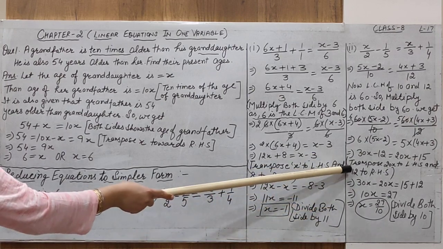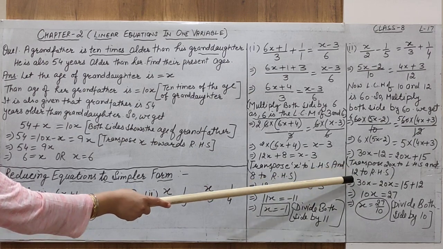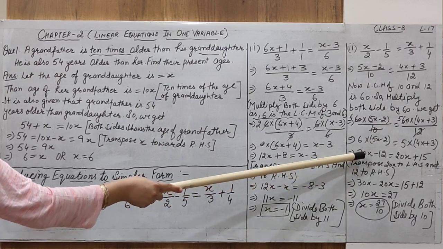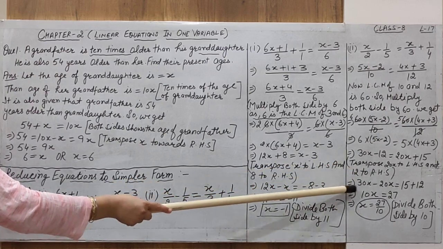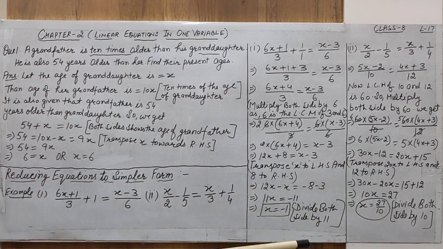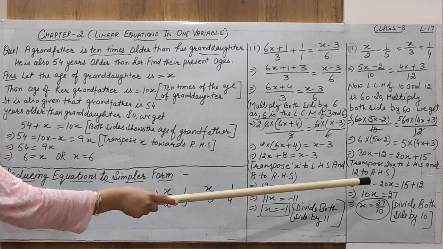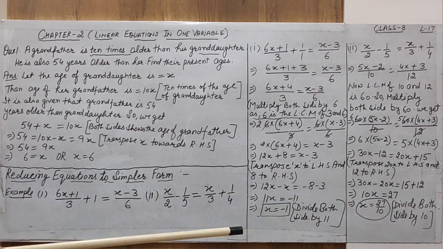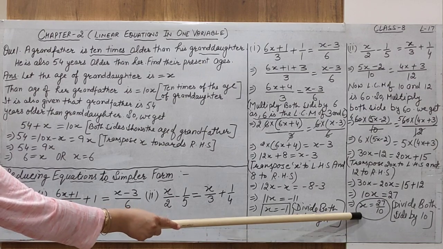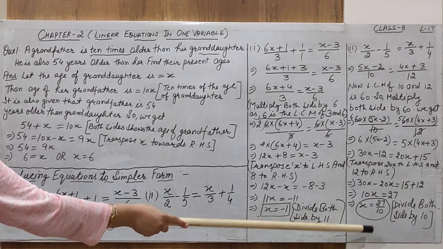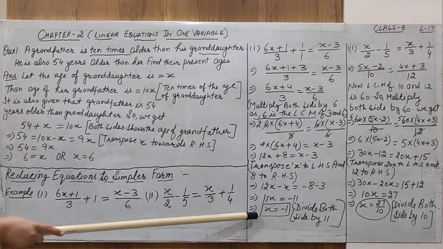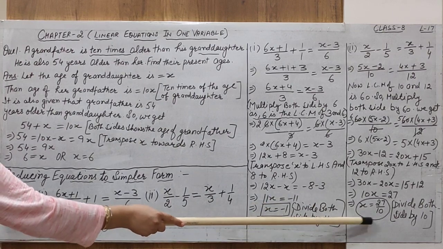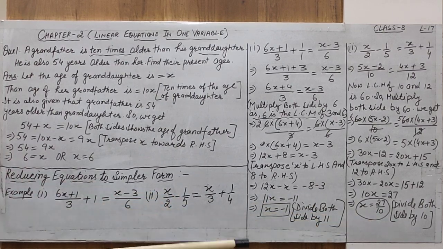For that, transpose 20x to the left hand side and 12 to the right hand side by changing their signs. That is 30x minus 20x is equal to 15 plus 12. So what do we get? 30 minus 20, that is 10x is equal to 27. So the value of x is equal to 27 by 10. The value of x can be in the form of a fractional number or in the form of integers or in the form of whole numbers. So this we get by dividing both sides by 10.